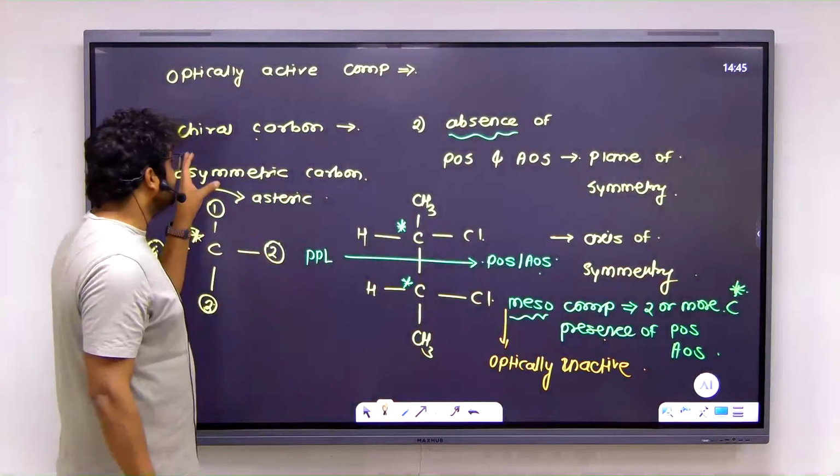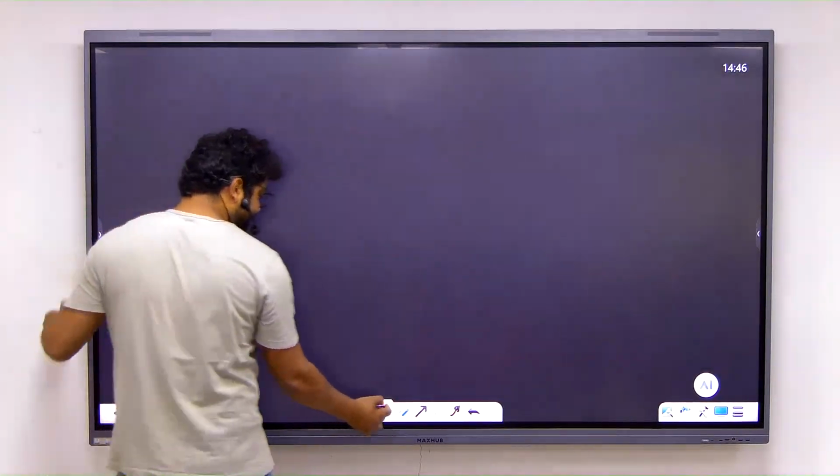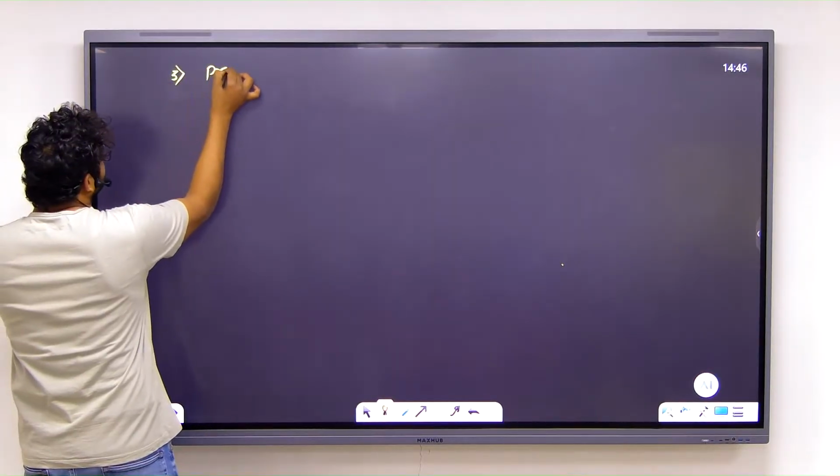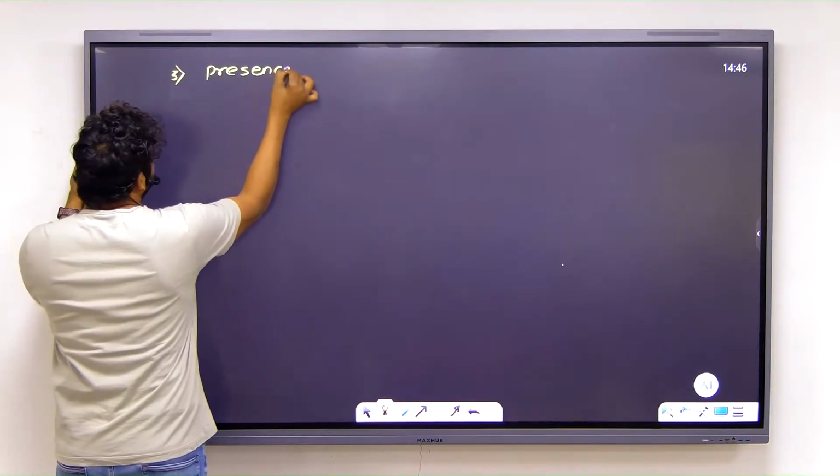So this is our second requirement. The third requirement is a presence of N-Semi. The presence of what?